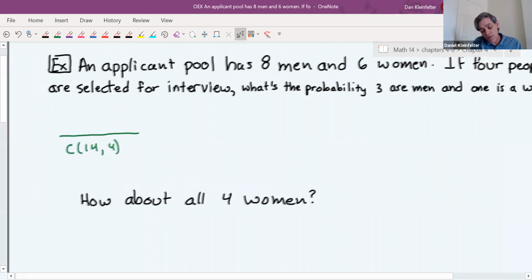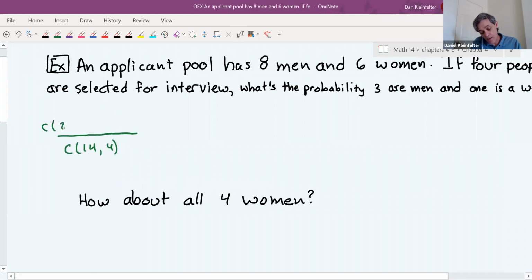So out of the 8 men, 3 will be chosen for interview. Out of the 6 women, 1 will be chosen for interview. So that's a fundamental counting principle problem. This is kind of like picking shirts and pants again, right? So we're multiplying these 2 together.